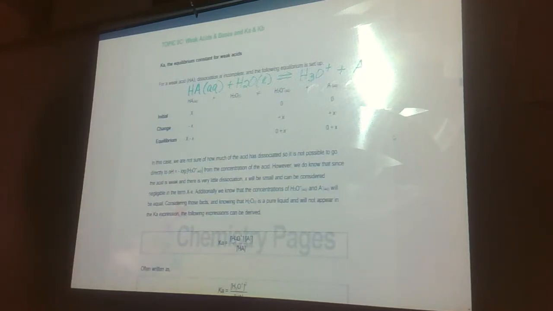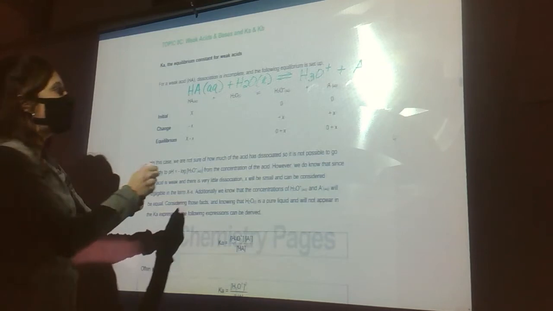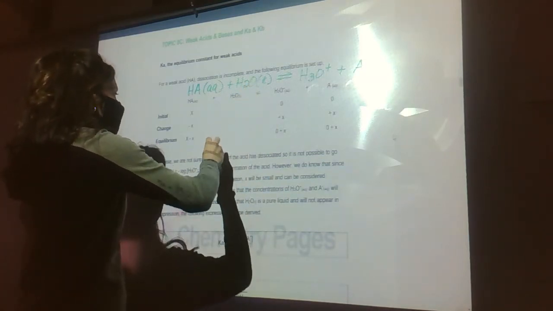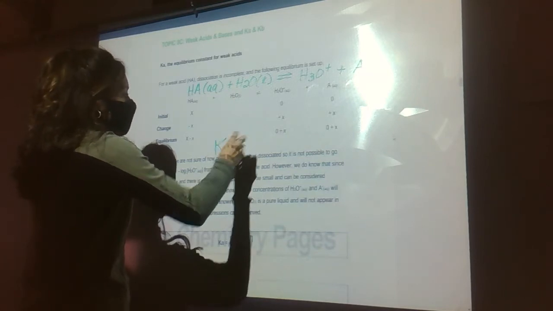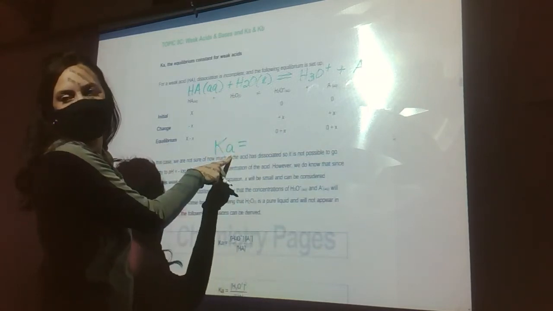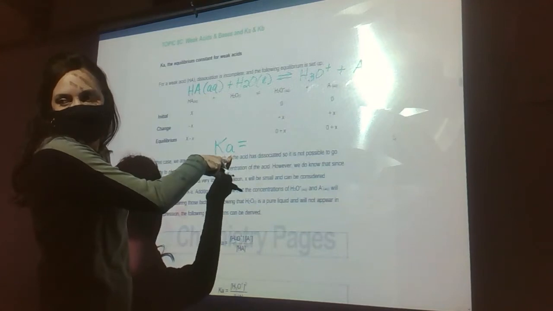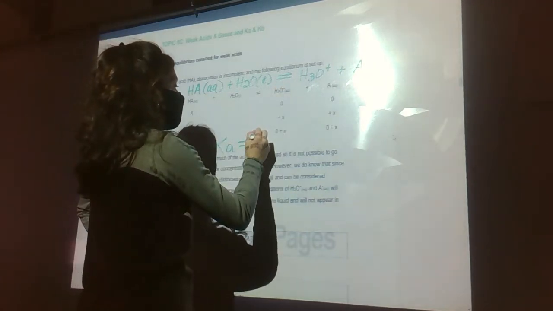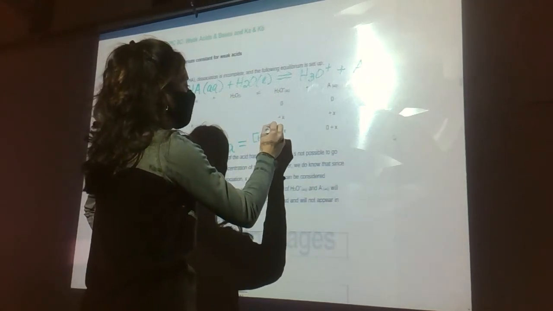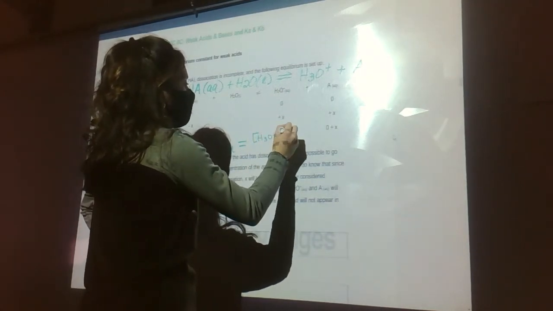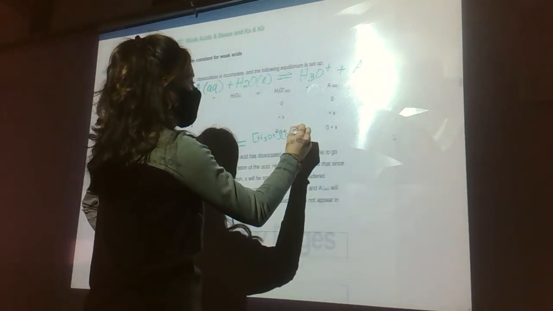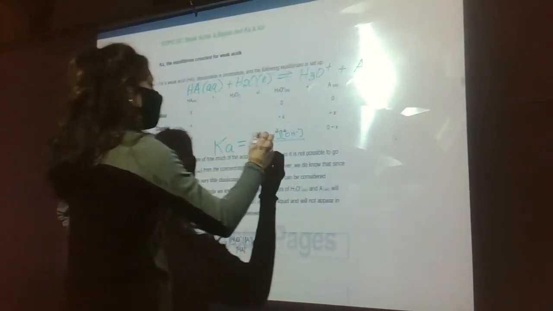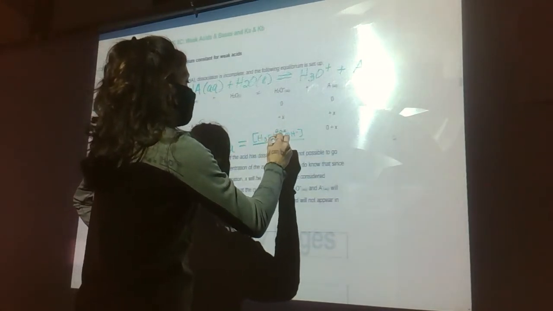Right? So for this reaction, I would take Ka, this is A for acid, another K to add to the list, equals hydronium concentration times hydroxide concentration divided by the original acid concentration.